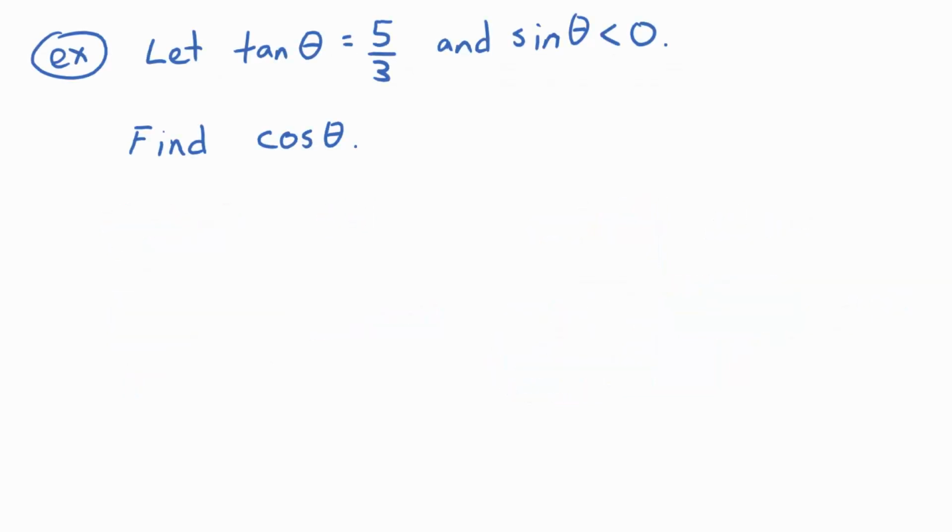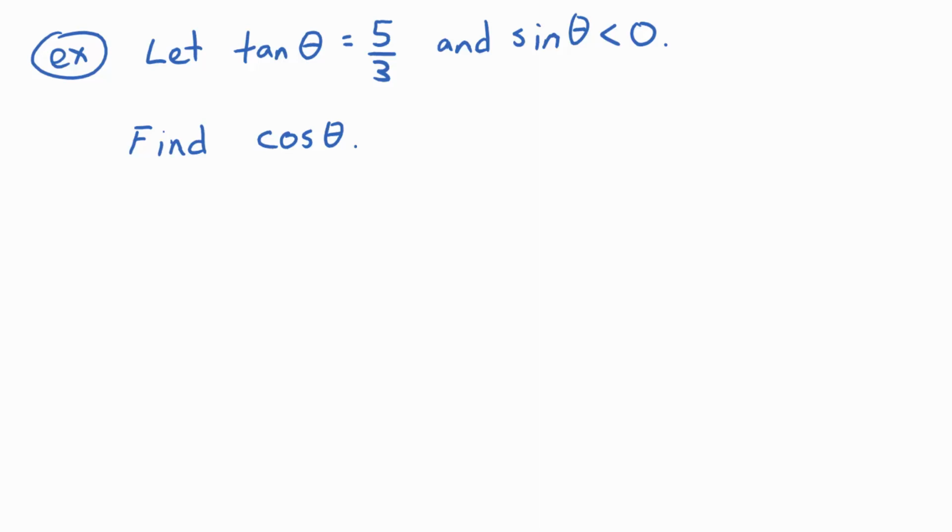So here's a typical example. You're going to see this sort of example over and over again. Let the tangent of theta equal 5/3 and the sine of theta less than 0. Given some sort of information, you're often asked to find another trig function of that same angle. So given that the tangent of theta is 5/3 and the sine of theta is less than 0, can you find the cosine of theta?